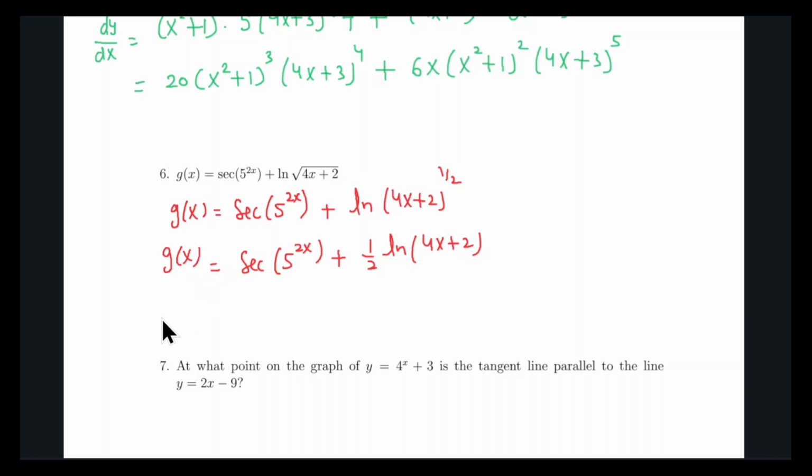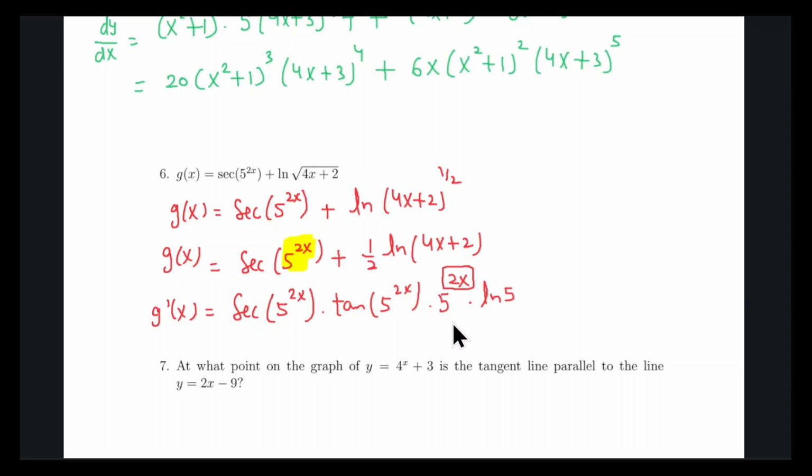So I'm going to differentiate this now. g prime will be, what is the derivative of secant? Secant of something times tangent of the something, tangent of 5 raised to 2x. But I'm not done yet. I need to differentiate the inside as well using the chain rule. So the derivative of 5 to the 2x is just 5 to the 2x times natural log of the base, which is natural log of 5. But again, we are not done yet. We need to differentiate the power as well, which is 2x, so the derivative of 2x is just 2.